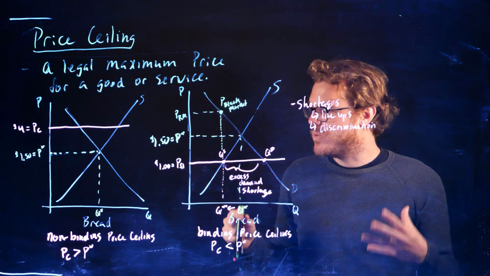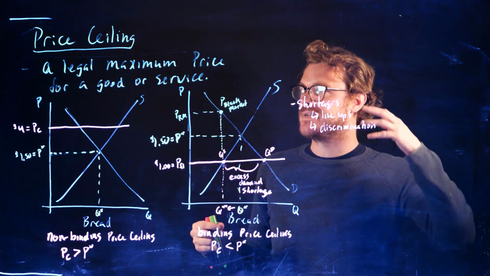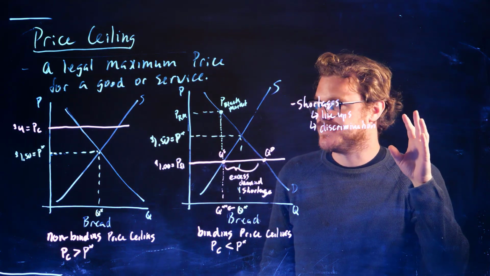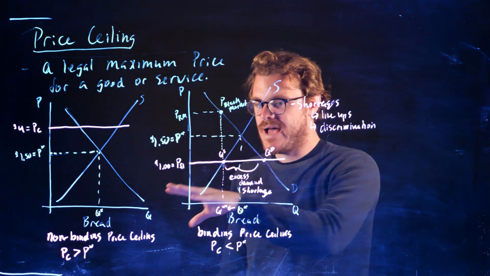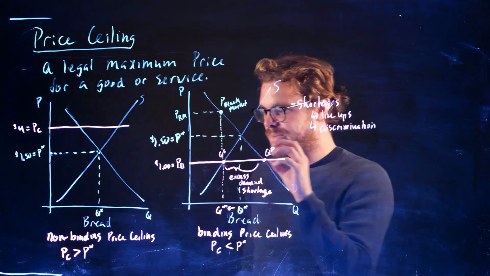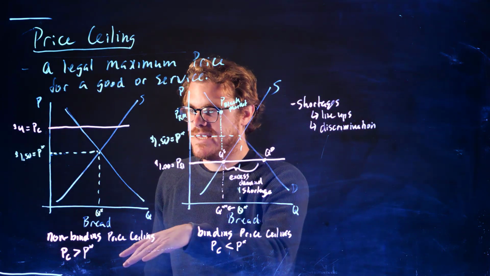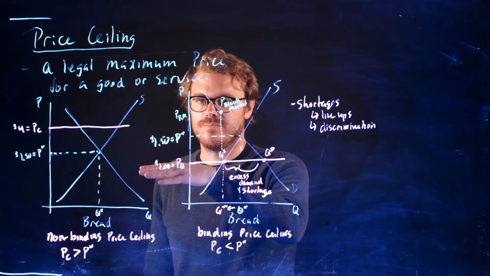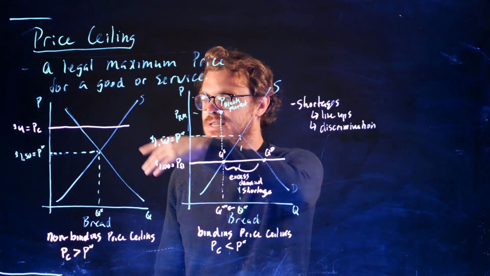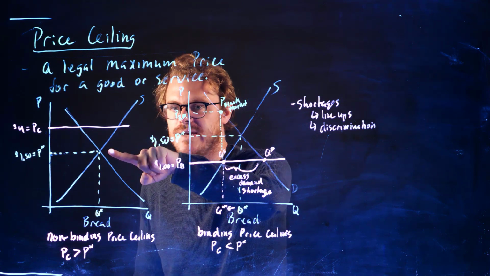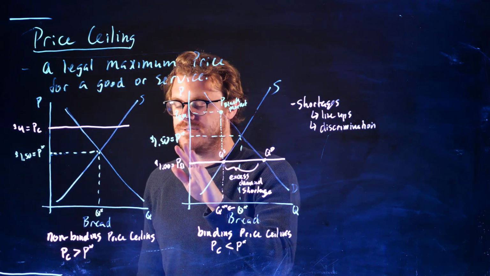All right, so let's just quickly recap price ceilings. So they're a legal maximum price for a good or service. They can be non-binding or binding. They're going to be non-binding when the price ceiling, this maximum price, is above the equilibrium price. Because that's like the government saying this is the maximum you can charge, but we're already charging less than that anyway. So there's no effect on the market.